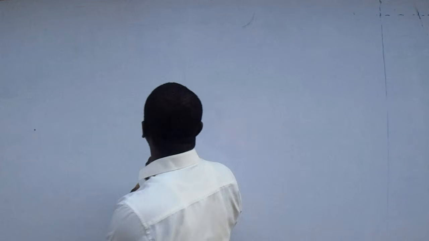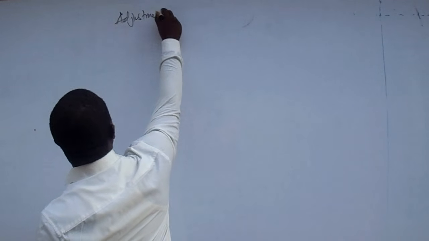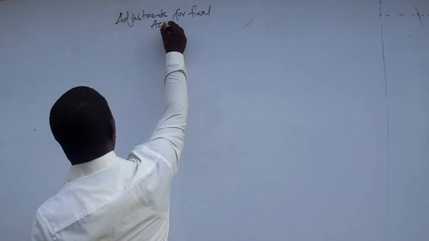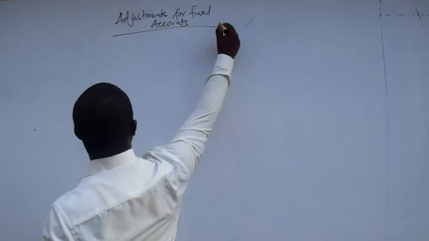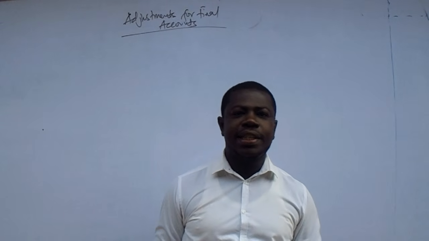And so what we do is that in preparing the final account, we treat them twice to complete their own double entry. And that is why we treat items in the additional information twice. It must be treated twice so that it will go through the double entry system. And so we are looking at adjustments for final accounts of the sole trader.